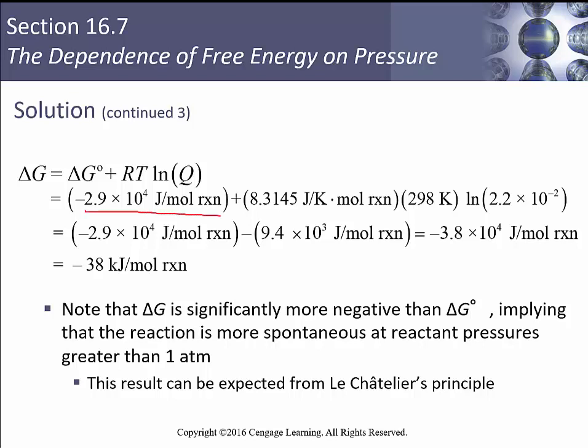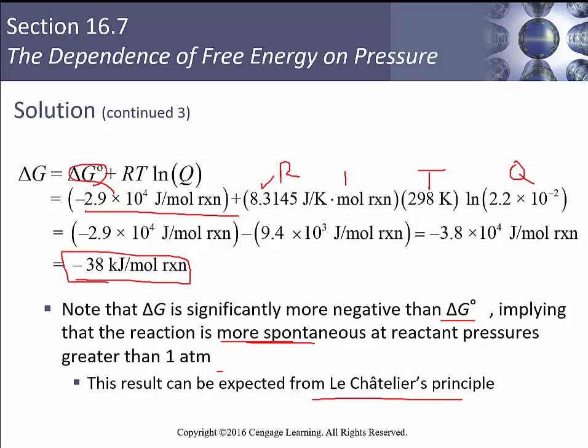Put that into our expression for delta G naught plus RT ln Q. We've got our delta G naught value here. We've got our R. We've got our T. We've got our Q. We're going to do all of the math on that and simplify it. So we're going to end up with minus 38 kilojoules per mole of reaction. Note that delta G is significantly more negative than delta G naught, implying that the reaction is more spontaneous at a reaction pressure greater than 1 atmosphere, which is what you would expect from our good friend Le Chatelier. Right? The higher the pressure, you're going to shift that reaction.